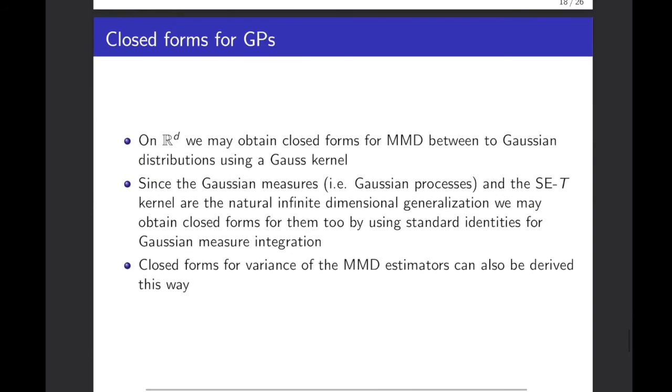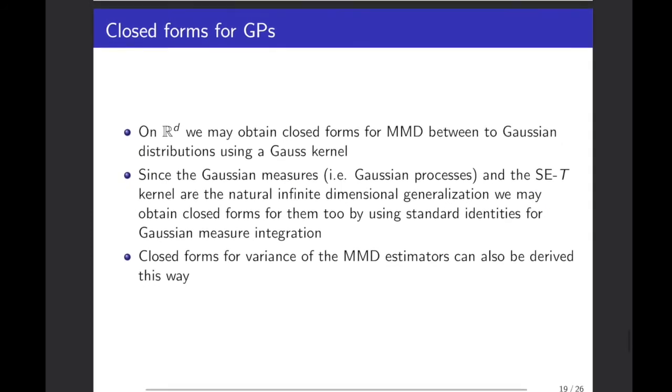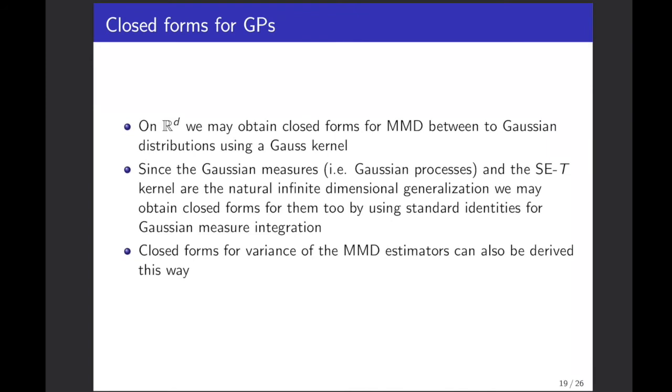And in terms of closed forms for certain P, Q, and K, on R^d, we know that we can obtain a closed form for the MMD between two Gaussian distributions when we use a Gaussian kernel. And since the Gaussian measures on X, for example Gaussian processes, and the SET kernel are natural infinite dimensional generalizations, we may obtain closed forms for them too by using the standard identities for Gaussian measure integration. I'm not going to list them here because it would introduce some notation, but I encourage you to go look at the paper and see them. They are exactly what you'd expect if you look at the finite dimensional version.